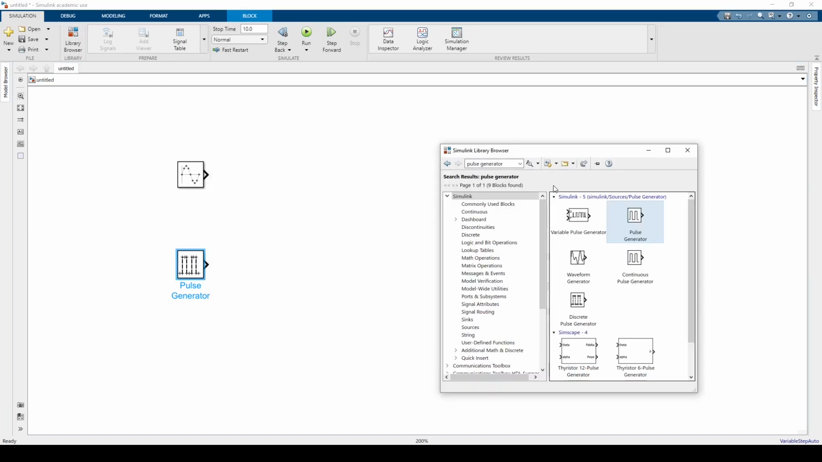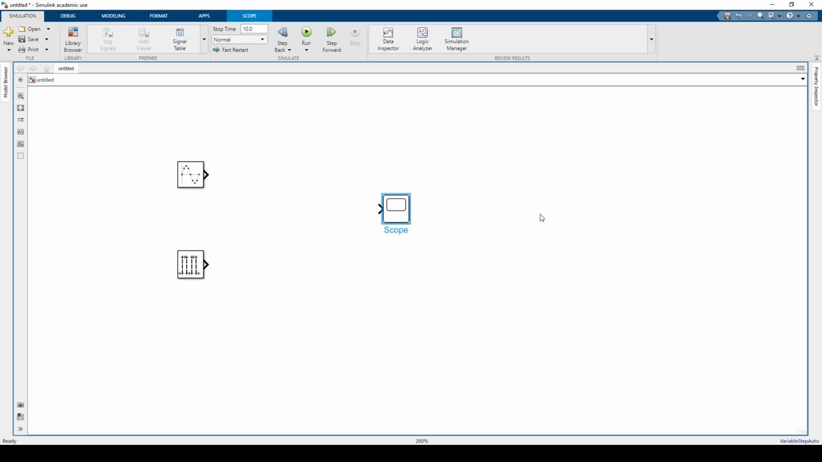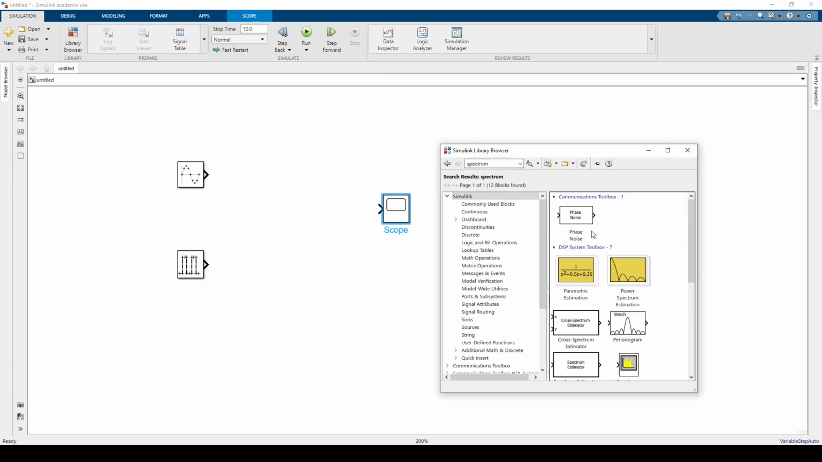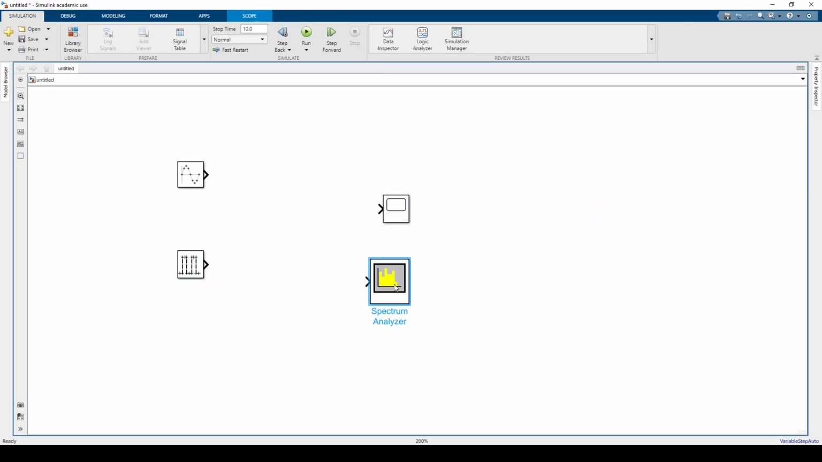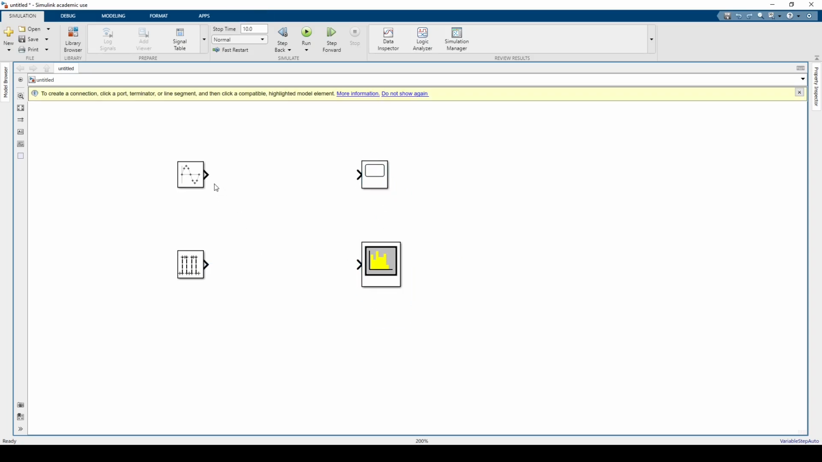Let's also drag out a scope and a spectrum analyzer. So now let's connect the sine wave and the pulse generator to the scope and the spectrum analyzer.